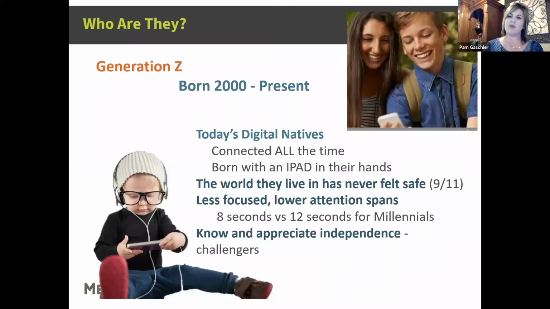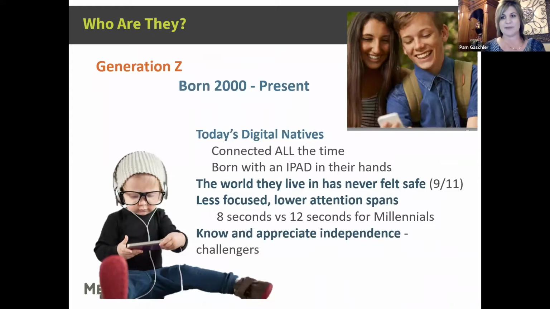Gen Zs were born around 2000, give or take a year or two depending on the article you read. They vary from just a year or two to the present. So when we look at that time frame, it's truly the kids that are sitting in our elementary schools today, our middle schools and our high schools, and the kids to come. They are known as digital natives. They've been connected the entire time of their lives. They were born with iPads in their hands.